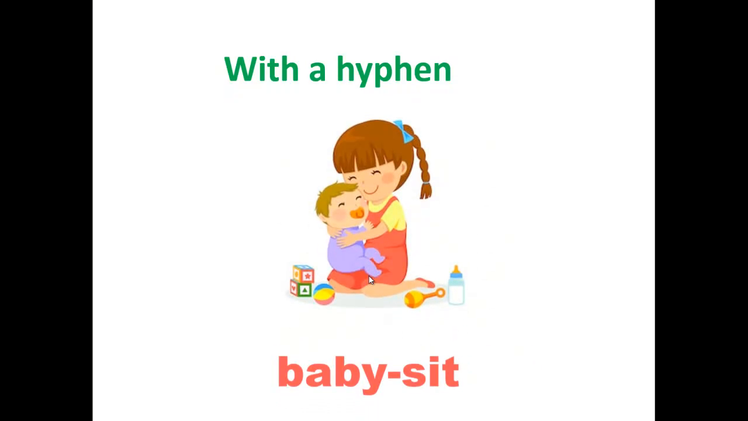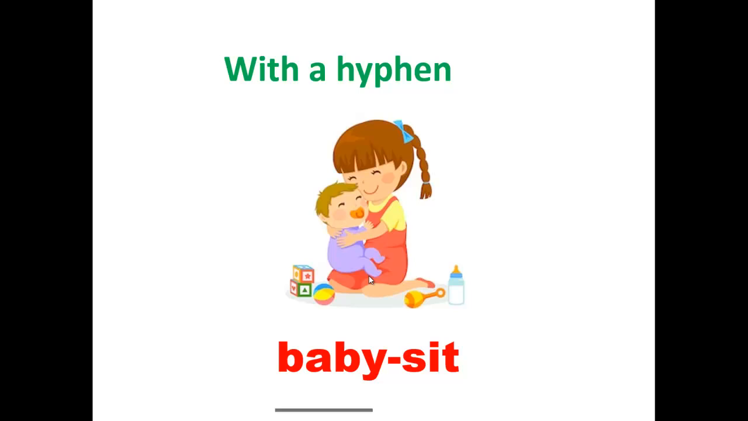The last word, babysit. What is the meaning of babysit? To babysit is to take care of a child or a baby. Let's check the word. The word is made up of two words. The first word is baby, the second word is sit. Both words are used together to make up a new word. So it is a compound word. What type of compound word is it? It's a compound word with a hyphen. What is the meaning of the hyphen? The hyphen is the slash that separates the two words.